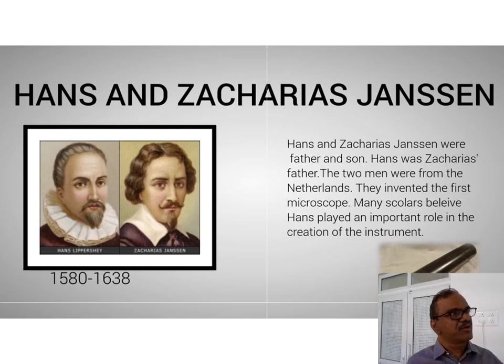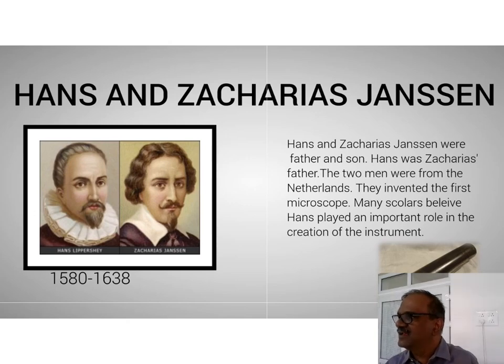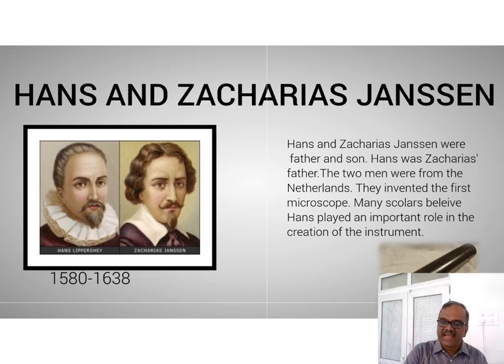So the son is playing with some material and the father is observing it very carefully, and he found something different in it. They were able to see some magnification in the view of that object. Then they thought this can be used for studying various objects. So Hansen and Janssen, the father and son from the Netherlands, invented the first microscope.